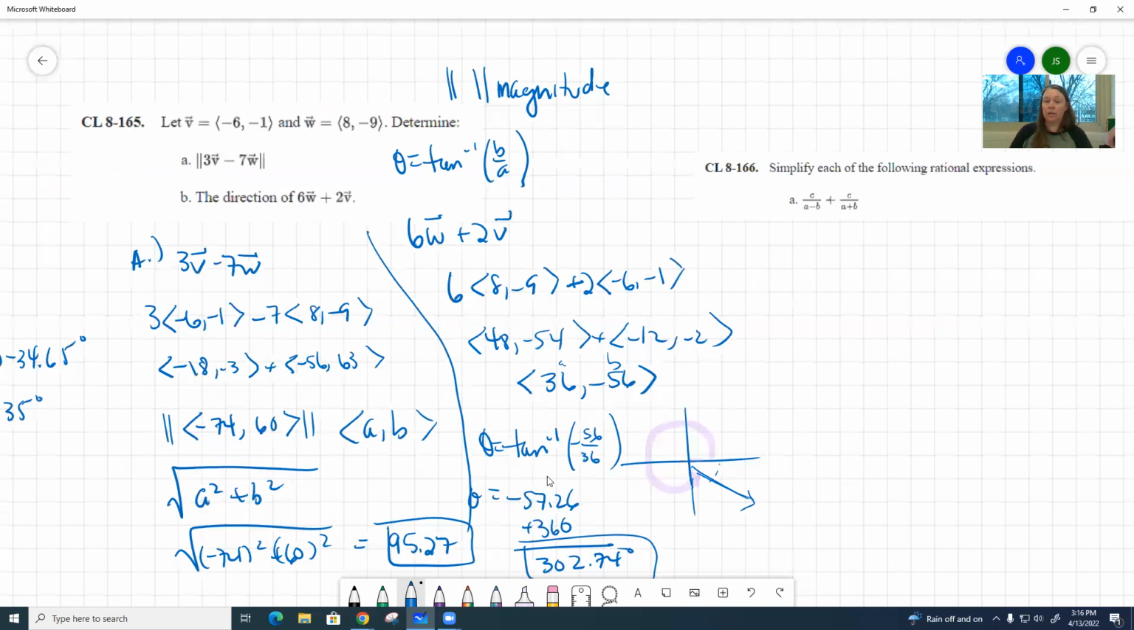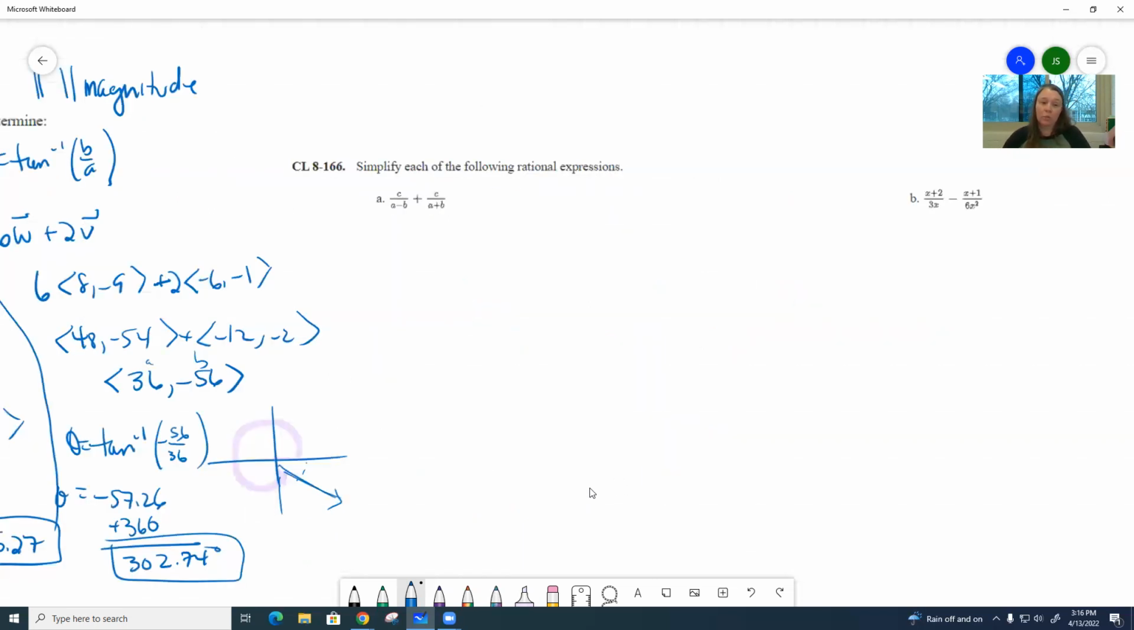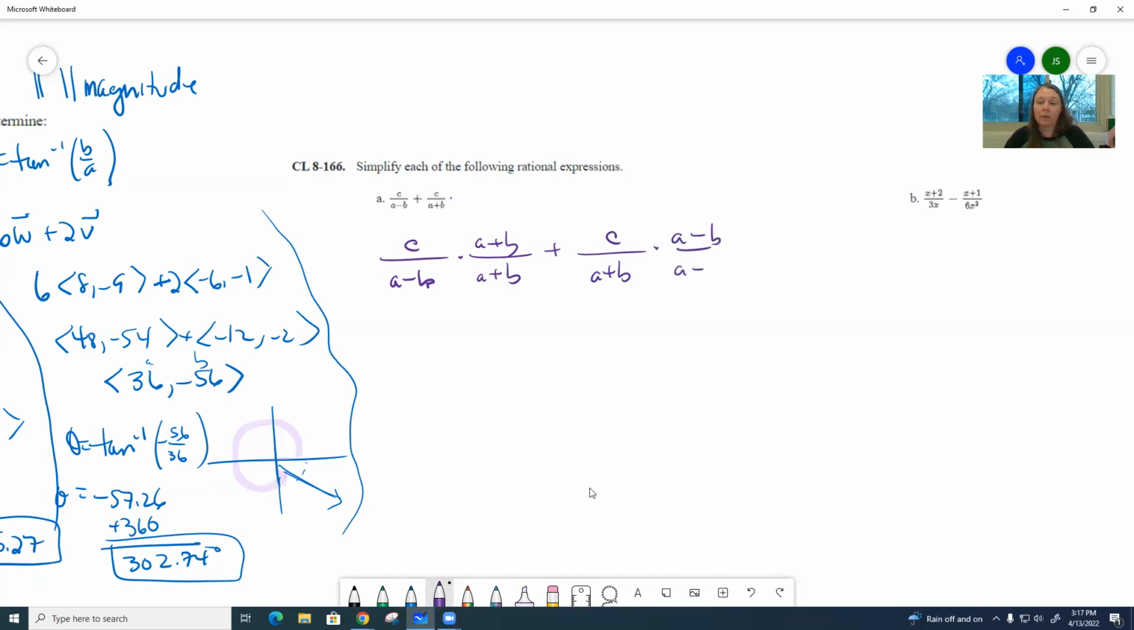All right, 166, which is just a lot of practice with rationals, which we needed a lot when we were doing all the simplifying with trig functions. So here I need a common denominator. So I'm going to multiply here, top and bottom, by A minus B. I wrote the wrong thing. So here, the first one, I'm going to multiply the top and the bottom by A plus B. And here, I'm going to multiply the top and the bottom by A minus B.